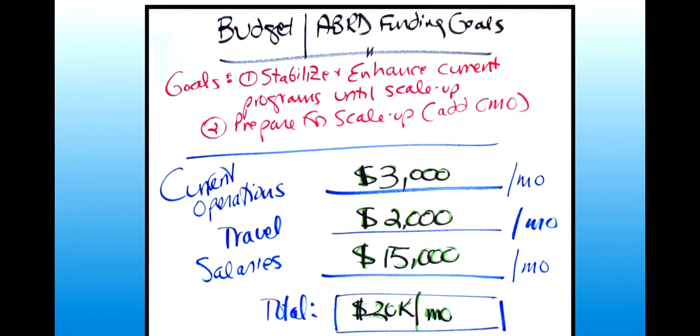Break it down really fast. Current operations is about $3,000 more or less a month as a virtual organization. It's rent, it's the conference room, it's travel for conferences that we are already slated to present at and that we need to be at to be able to start spreading the mission and engaging people. Salaries of $15,000 a month is right now the goal for you and me.